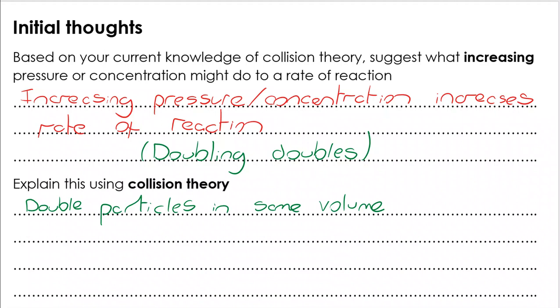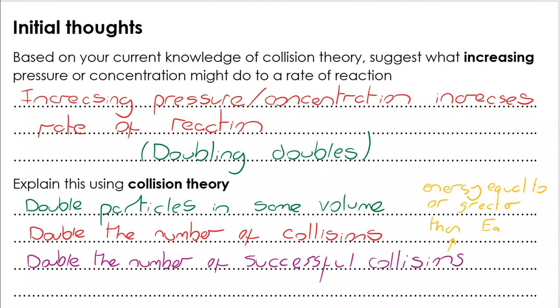Well, let's consider that I double the number of particles in the same volume. That's essentially what's happening if I increase concentration or pressure. That will mean there will be twice as many collisions. And if there's twice as many collisions, there will be twice as many successful collisions. By successful collisions, what we mean is collisions where there is energy equal to or greater than the activation energy. The collision will result in a reaction. And that will mean that we're doubling the rate of reaction.